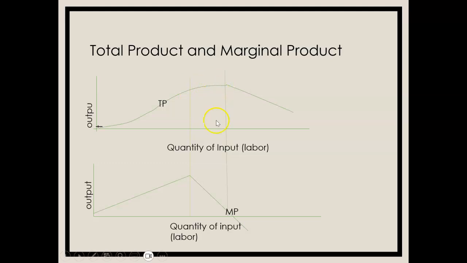Total product as a function of labor input reaches its peak when marginal product is zero. That is, at that point, you can't add any more workers and get more production. And if marginal product gets into the negative region, then total product starts decreasing.